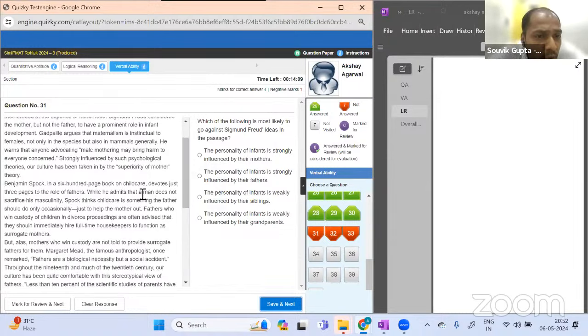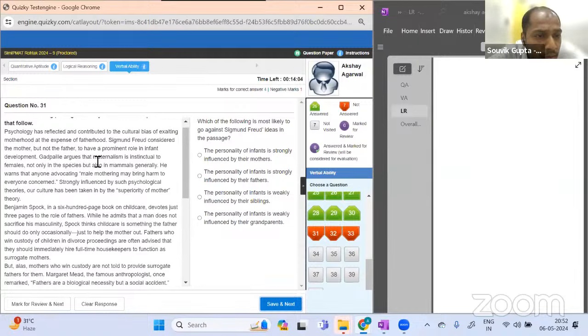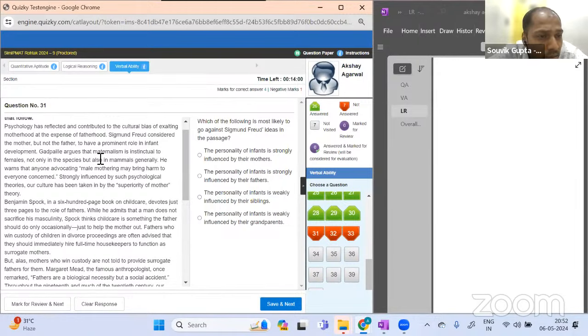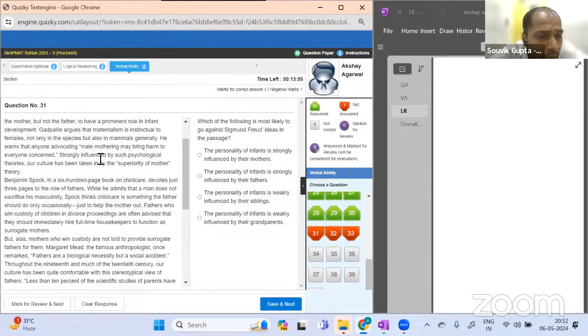Psychology has reflected and contributed to the cultural bias of exalting motherhood at the expense of fatherhood. Sigmund Freud considered the mother and the father to have a polling for development. Cadpel Gadpal argues that maternalism is instinctual to females, not only to the species but also in animals generally. He warns that anyone advocating male mothering may bring harm to everyone concerned. Strongly influenced by such psychiatry. Yeah, that's why I think it's a great thing.